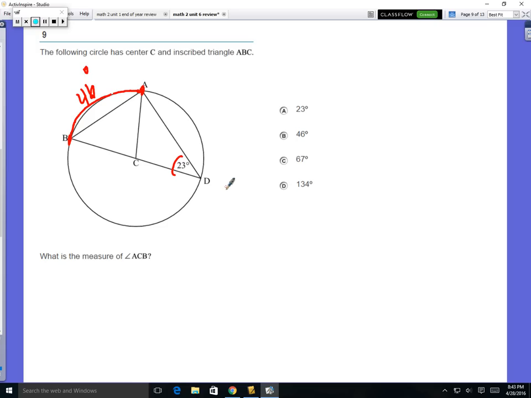Now, we want this angle right here. And this angle makes the same exact arc. And because it is a central angle, it's going to be 46 degrees.